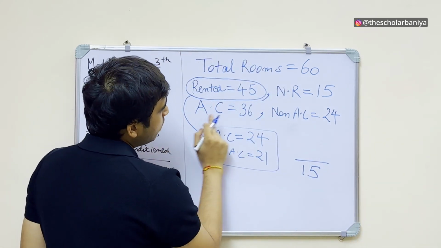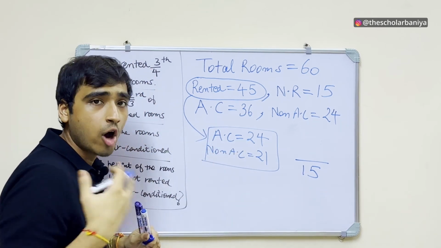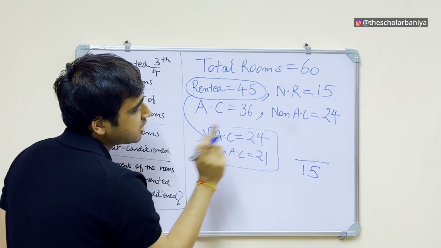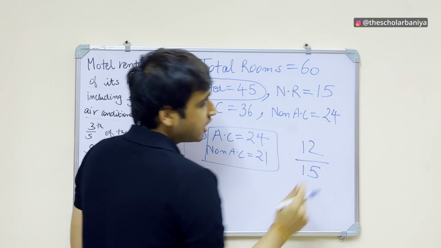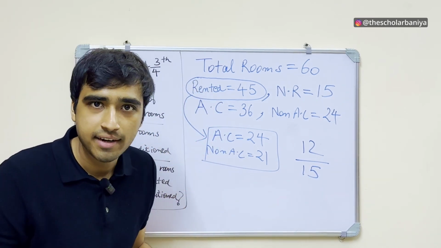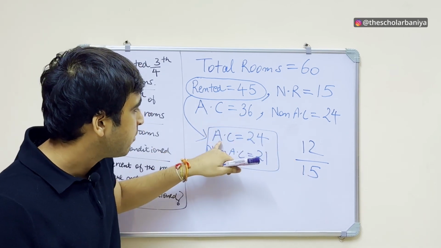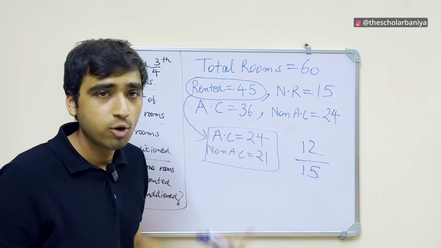So we know total air conditioned rooms are 36. The rented ones are 24. So how many are left? 36 minus 24, which is 12. So 12 rooms are those which are air conditioned but which are not rented.